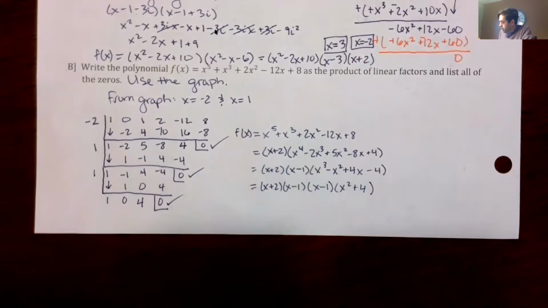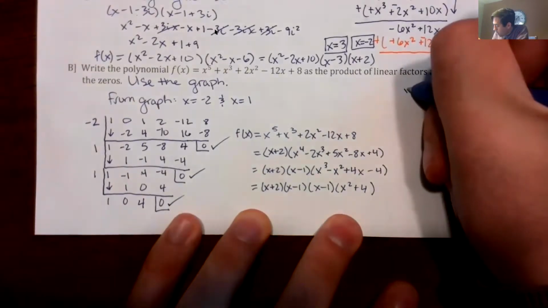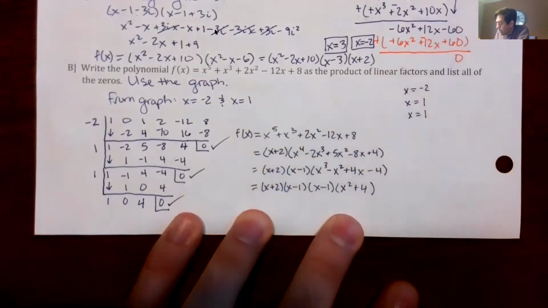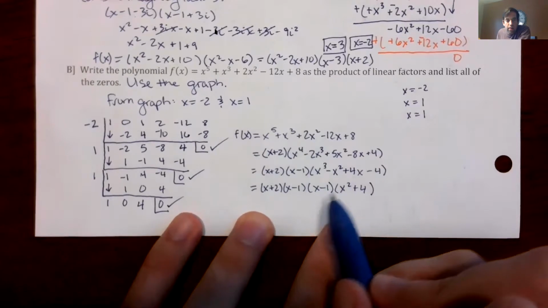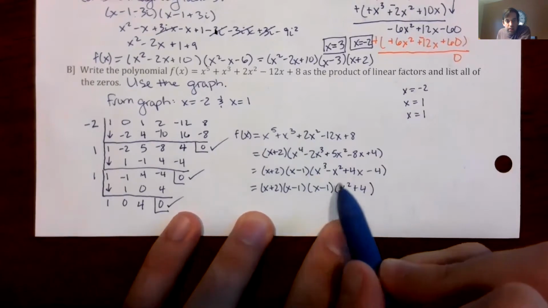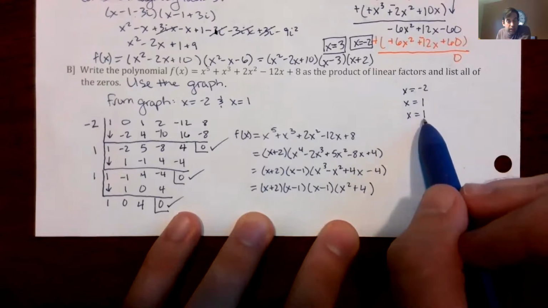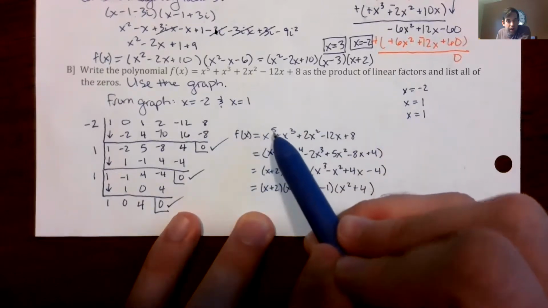So the question said to list all the zeros. The zeros that we have so far are -2, 1, and 1. We still don't have only linear factors, right? This is still a quadratic. And we don't have all of the zeros. We have 3 zeros. We're supposed to have 5.